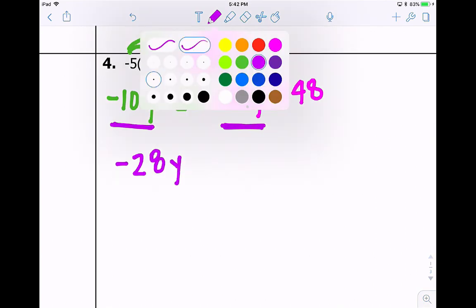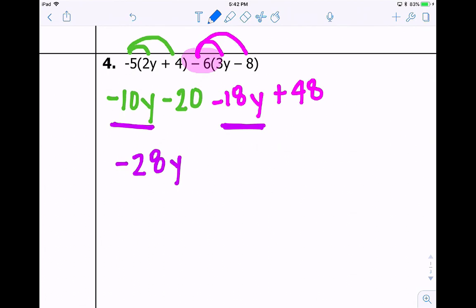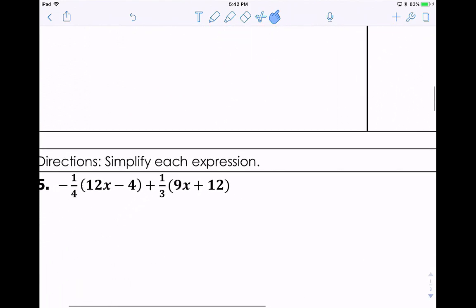Right, and then we want to look for our other constants that are alike. So we have a negative 20 and a positive 48. So negative 20 plus 48 is going to be positive 28. All right, so our final simplified expression for number 4 is going to be negative 28y plus 28.